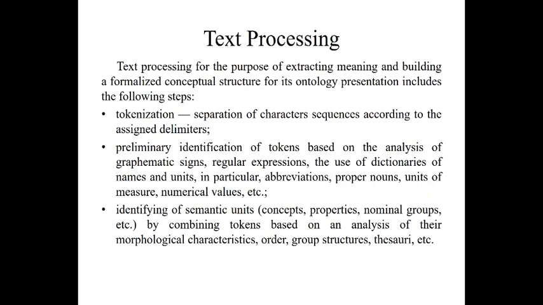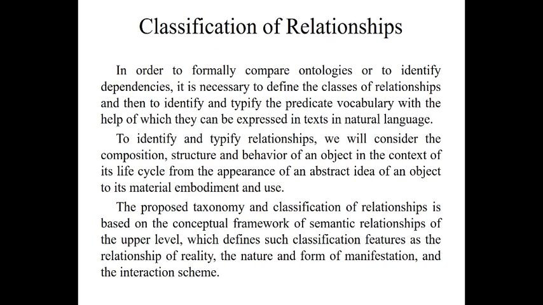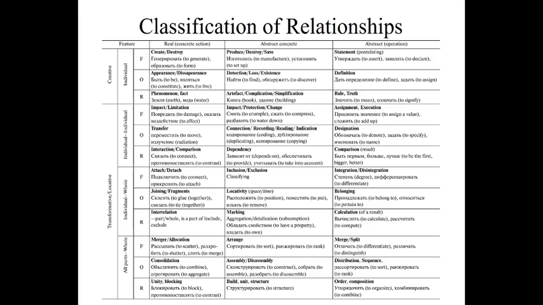To build such graphs, we used automated methods of text processing, and for its ontology presentation we followed the steps: tokenization, text preprocessing, and identifying of semantic units like concepts, properties, nominal groups, etc. In the automated methods of text processing, we used our own classification of relationships. This is our classification of relationships.